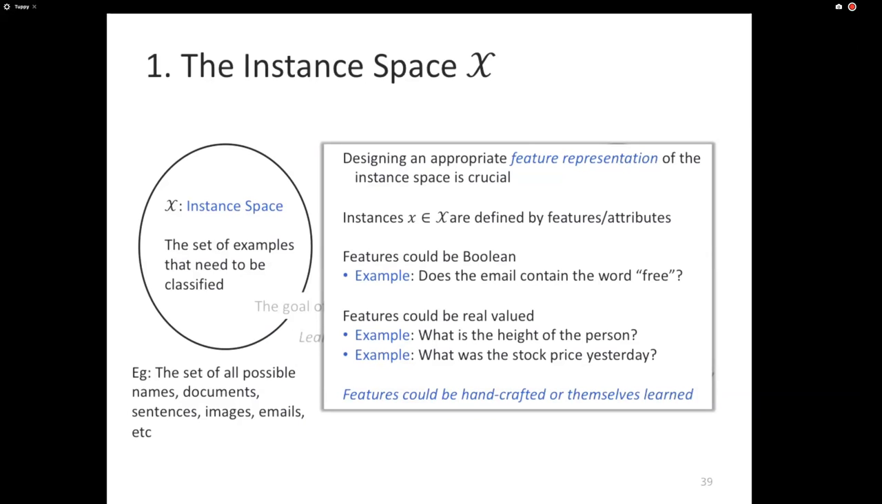But the other, perhaps more important and interesting question when we are thinking about the instance space is to design an appropriate feature representation. Instances, as I said, are defined in terms of their features. One way to think about features is as sensor readings. I need to classify whether a certain instance belongs to a certain class or not. I need to take measurements from that instance so that it is completely characterized in terms of those measurements. All those measurements together are the features.